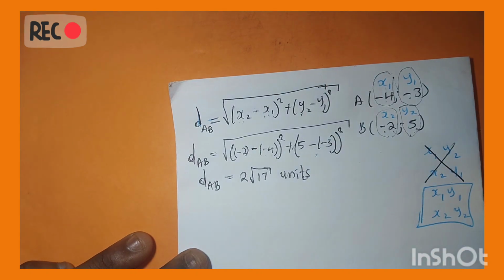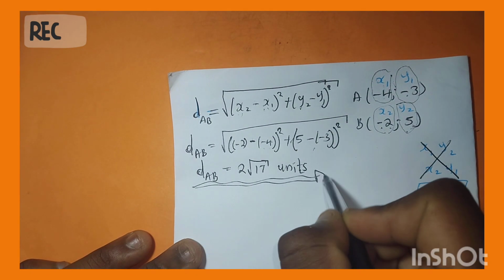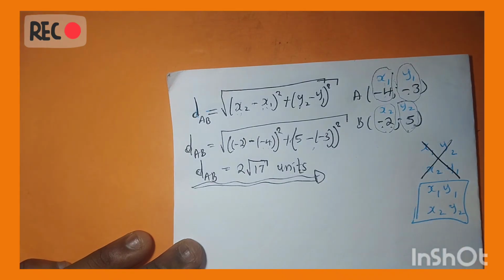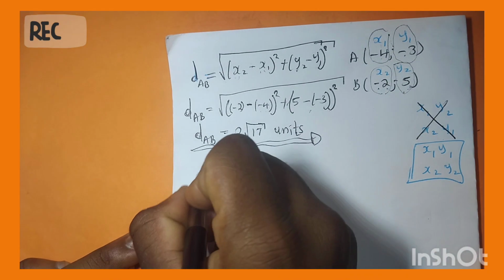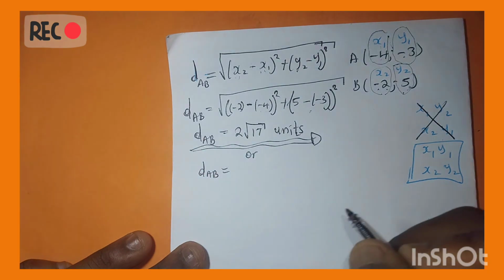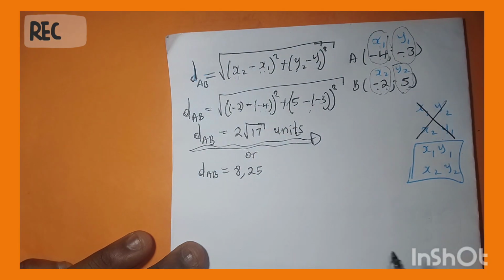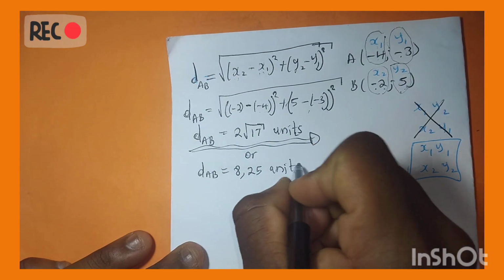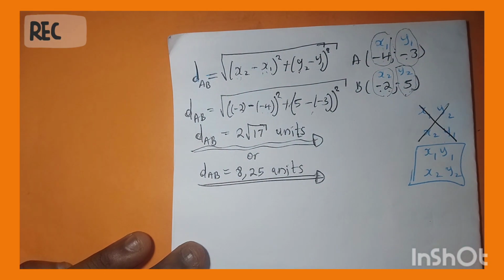Then if, guys, they say to you, leave your answer in surd form, you'll leave your answer like this. But if they say leave your answer in 2 decimal places, you'll press the SD button, where you're supposed to get 8,2 rounded off to 2 decimal places. Then you can say units there. That one is your final answer, guys.